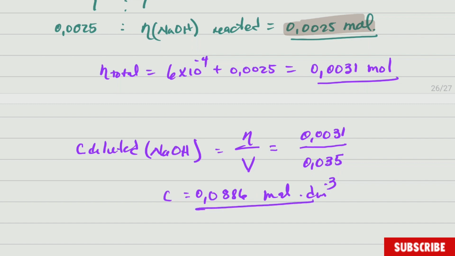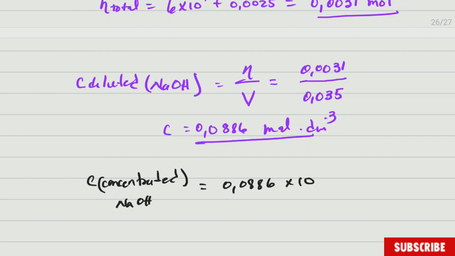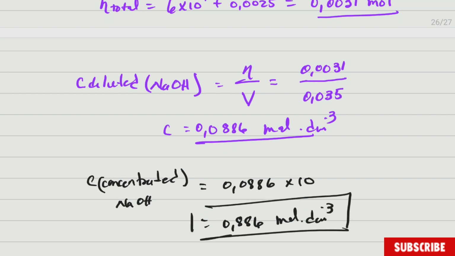Okay, now this one is the diluted. The final answer will be the concentrated sodium hydroxide, and it's going to be equal to 0.0886 times 10. The final answer will therefore be 0.886 mole per cubic decimeters. Guys, this is the final answer of this question.